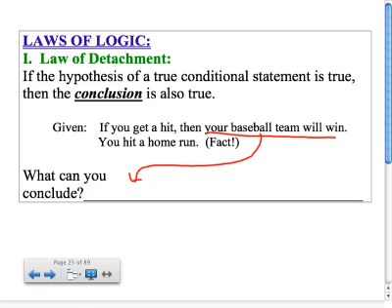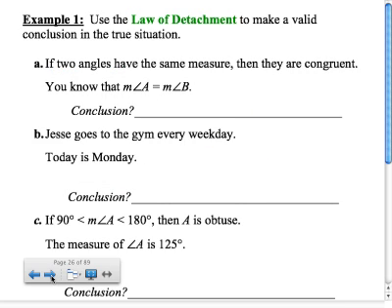Okay? So again, you have a true statement. If the first part is true, the second part has to be true. Okay? Has to be true. So if we know that two angles have the same measure, then they are congruent, and we know that the measure of A is equal to the measure of B, then that means that we can conclude that angle A is congruent to angle B. This is the law of detachment. If the hypothesis is true, the conclusion must also be true.